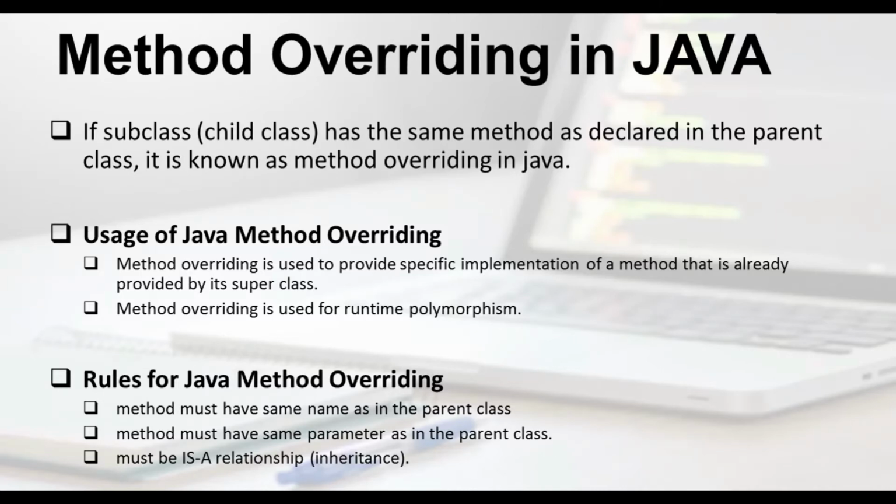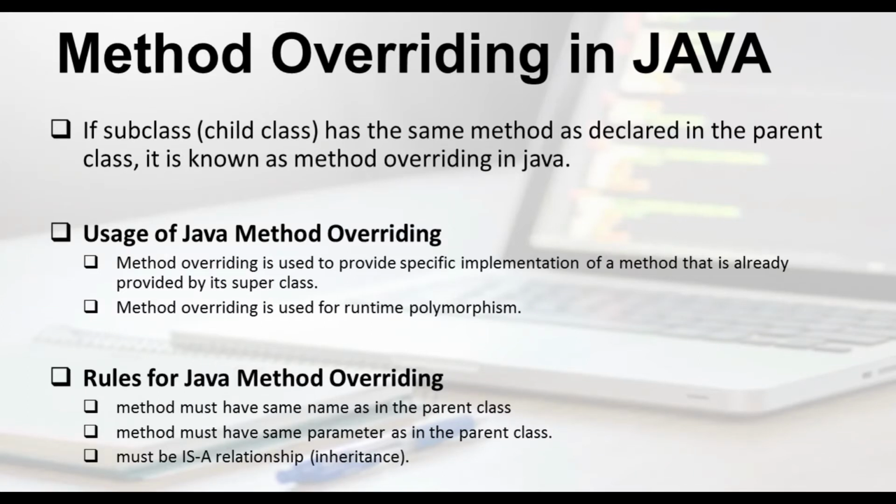Some rules to define method overriding are: the method must have the same name as in the parent class. The method must have the same parameters as in the parent class, and it must be an is-a relationship. Means you have to use inheritance over here, that we saw in the previous video. Means you have to use a keyword like extends. Let's understand this with the help of an example.